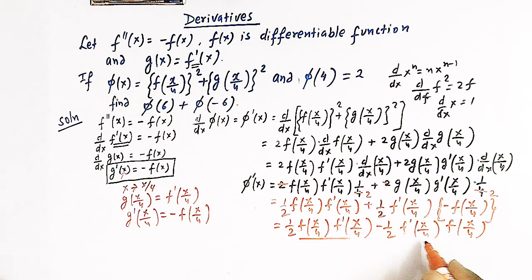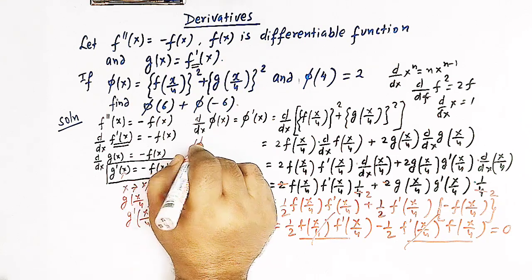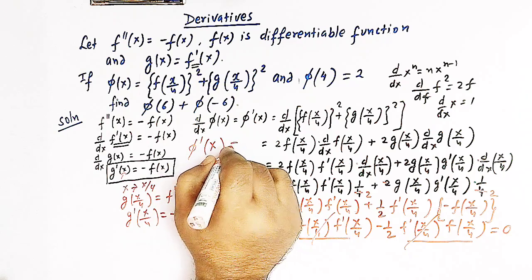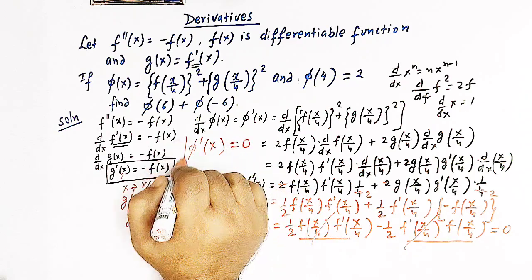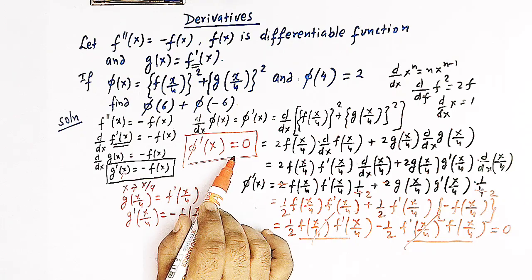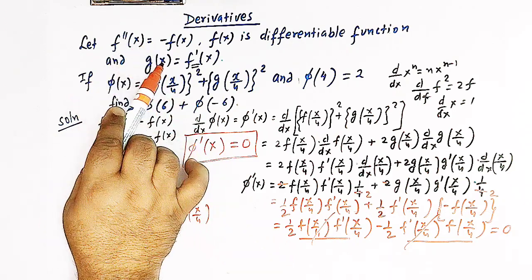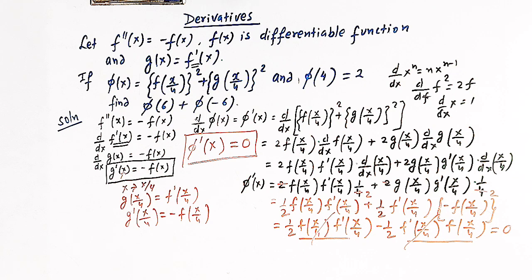So these two terms are now identical, right? So this term is equal to this term. So these two get cancelled, so we are left with simply 0, right? So we have obtained that f'(x) is equal to 0. So this is an important relation in connection with this problem using these given conditions.